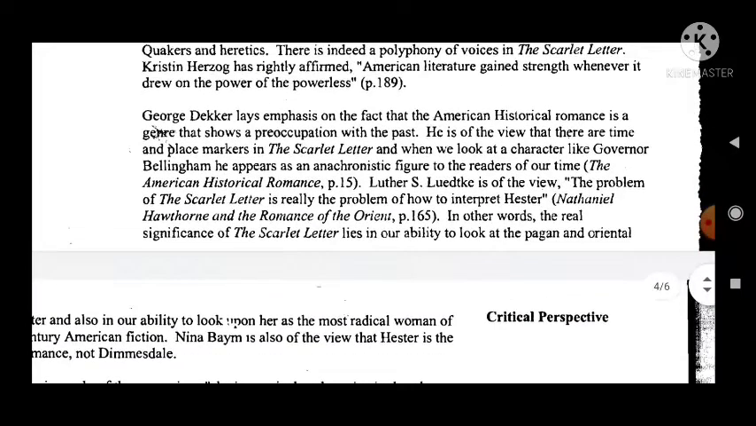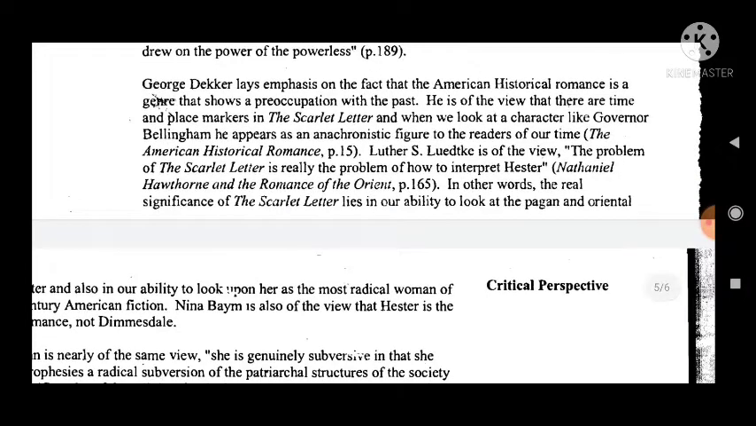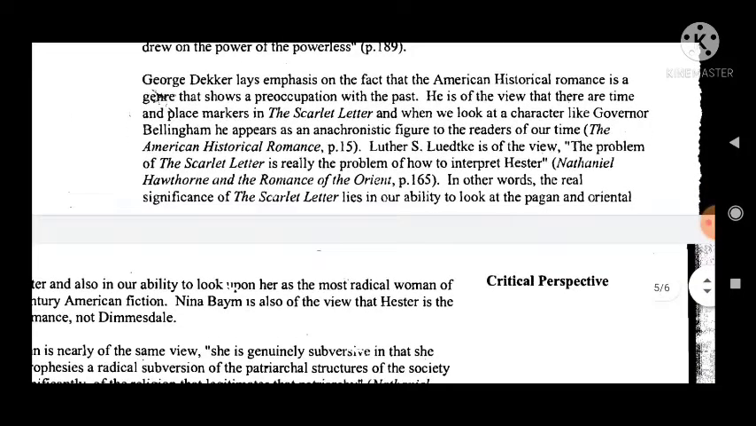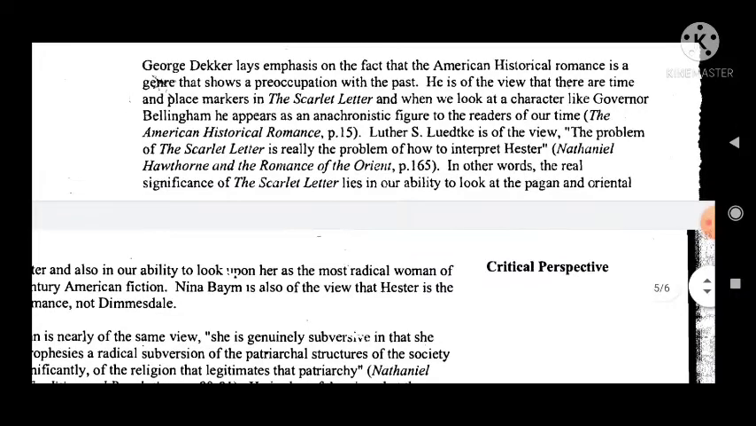George Decker lays emphasis on the fact that the American historical romance is a genre that shows a preoccupation with the past. He is of the view that there are time and place markers in The Scarlet Letter, and when we look at the character like Governor Bellingham, he appears as an anachronistic figure to the readers of our time.